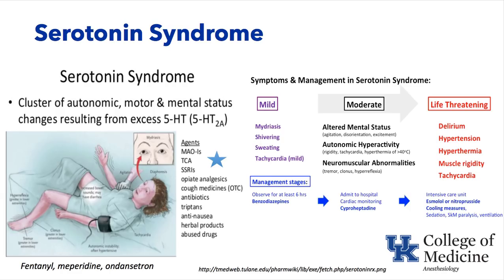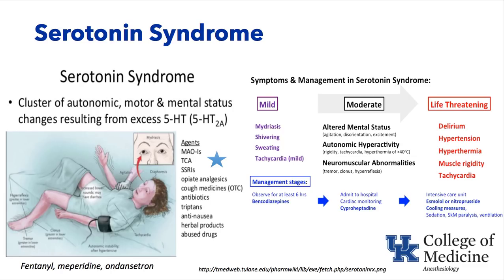Now, mild serotonin syndrome is the patient with sweating and shivering and dilated pupils, and early on you can just give them benzodiazepines and monitor them. If it's really quite moderate levels of serotonin syndrome where their mental status starts to change, they're agitated, disoriented, they have rigidity, tachycardia, and hyperthermia that can look like MH, tremor, clonus, and hyperreflexia. You can put them in the hospital, monitor them. Cyproheptadine is a specific drug to block serotonin's effects.